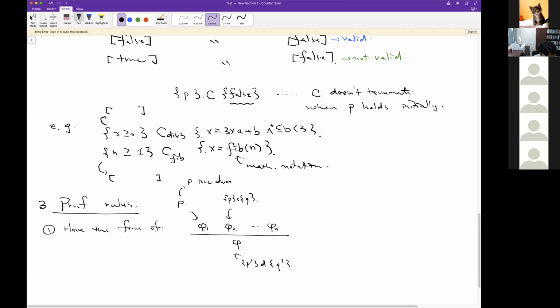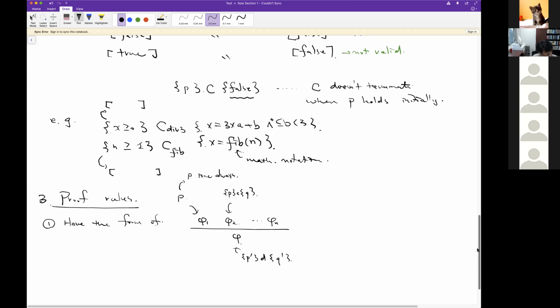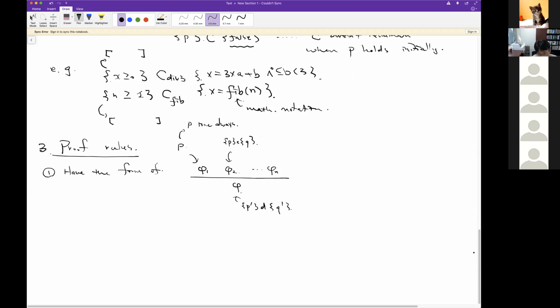In other words, p is valid. So informally, what this inference rule tells us is that if v1, v2, vn are all valid, then the conclusion should be valid. So that's what this type of inference rule is telling us. And there are two types of inference rules in while logic.